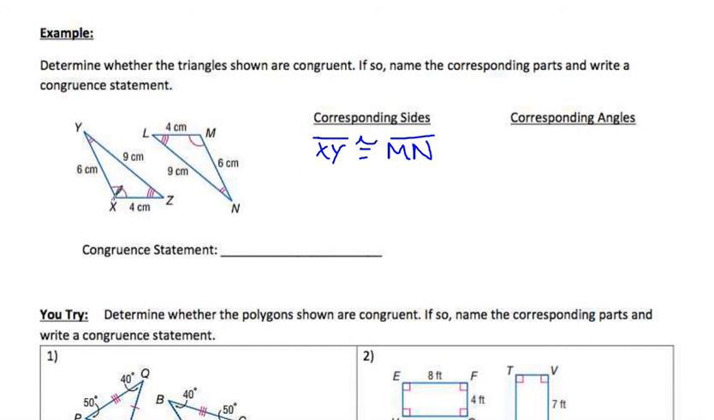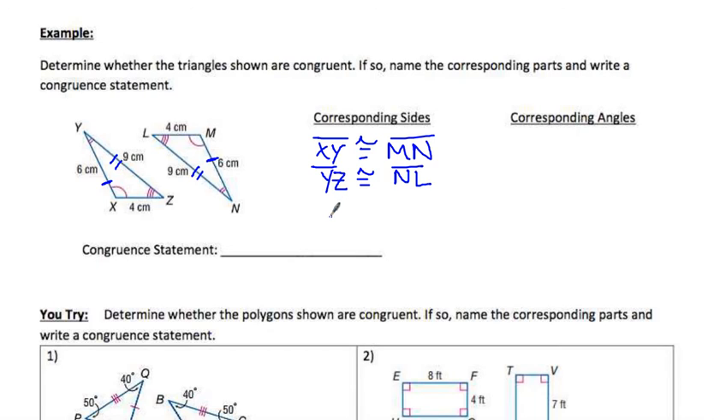Then if I have Y to Z, so 2 swoops to 3 swoops, I'm going to put a little mark here. So that's our first set. Y to Z is congruent to 2 swoops to 3 swoops, N to L. Make sure they're in the right order. And you can see they're both measured as 9. And the first set both were measured as 6.